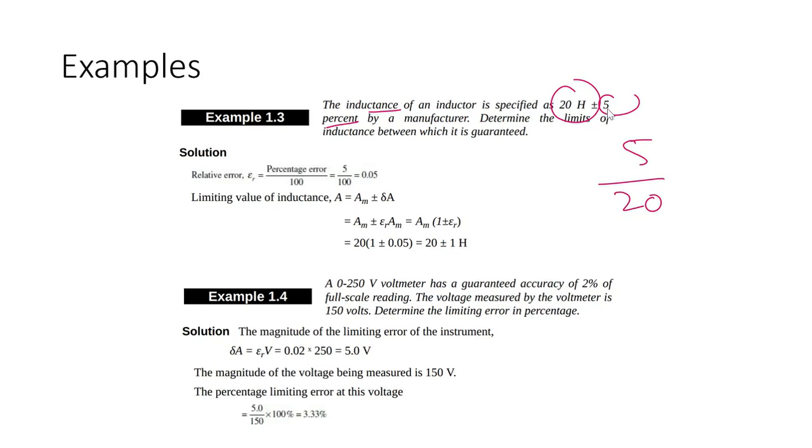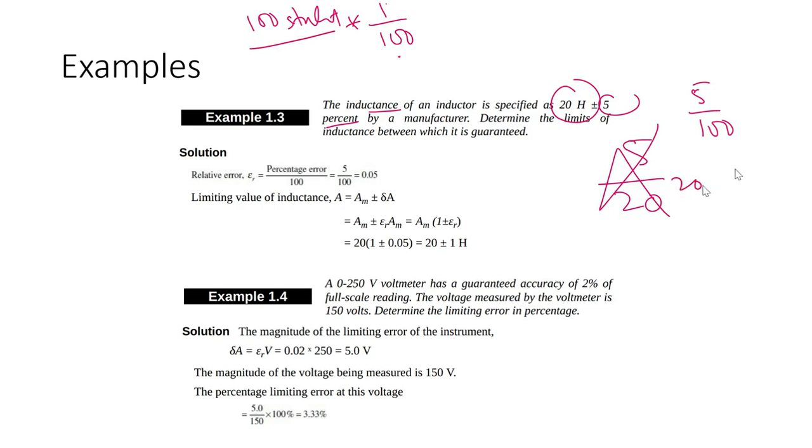We have to calculate 5% of 20. So 5% is actually 5 divided by 100. Now if you want to calculate the percentage of a quantity, let's say we are having 100 students and we want to calculate 1% of 100 students, that would be 1 divided by 100 times 100. So here we are having 20 Henry and we want to calculate 5% of 20.